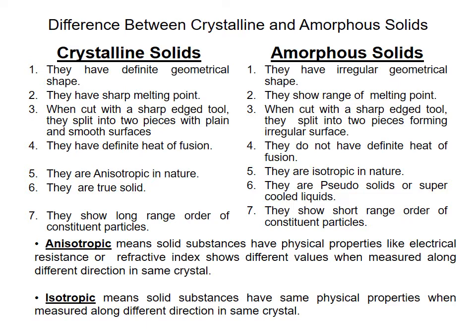The third difference that we give is that if we take a crystalline solid and cut it into two pieces by using a sharp edged tool, you will find that both the pieces are cut into two parts having smooth surfaces. Whereas, on the other hand, amorphous solids will split into irregular surfaces.